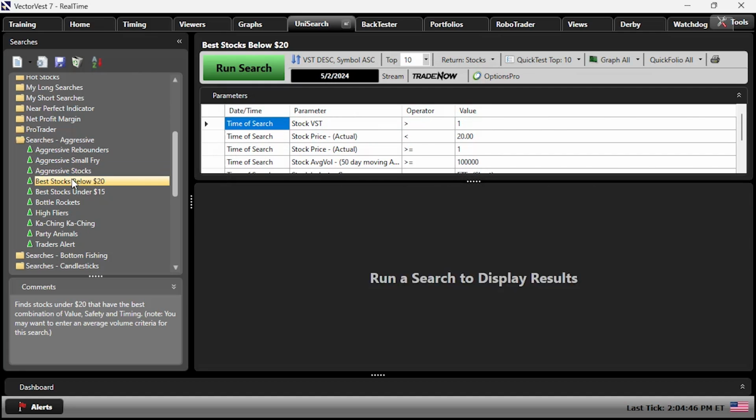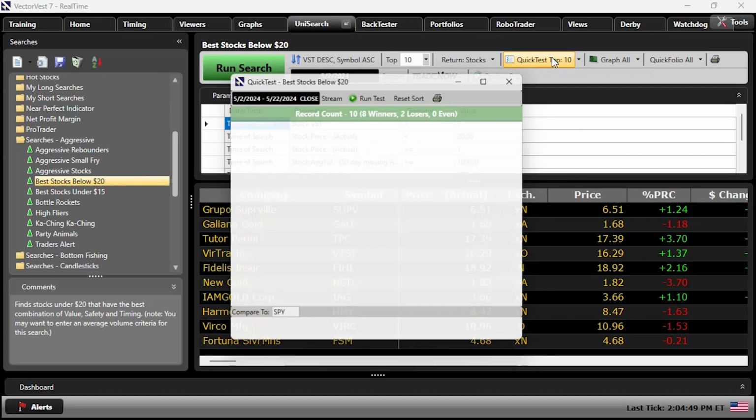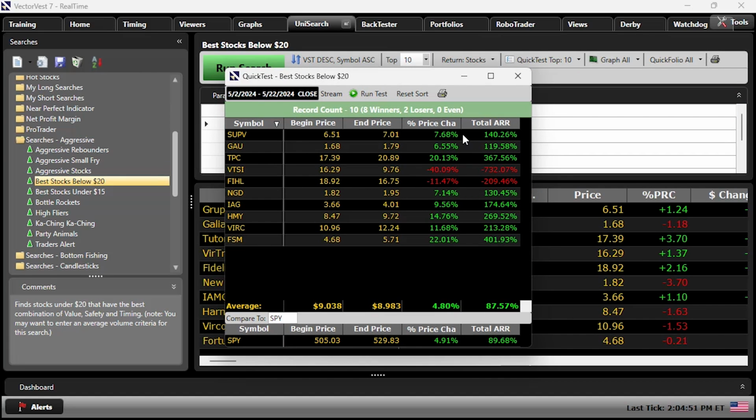Let's go to best stocks below 20. Quick test the top 10. 4.8, we kept up with the market on this search, and we had more winners. We had 8 winners, 2 losers, but wow, VTSI killed us, 40%. But again, you're going to assume that risk.